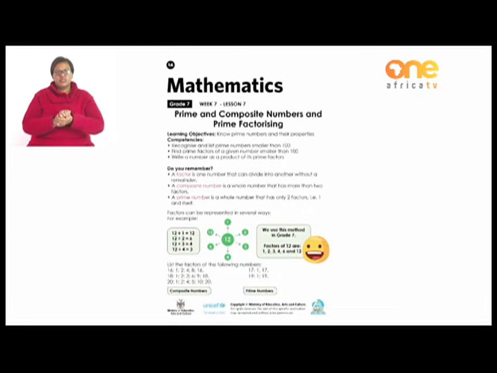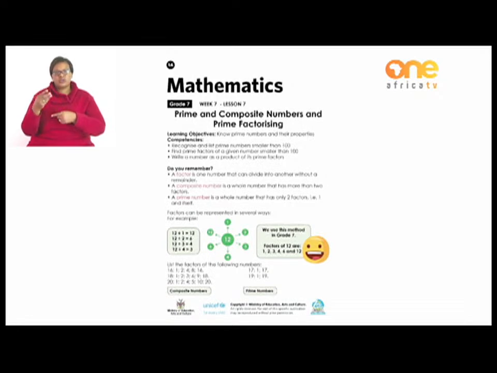For example, if you divide 12 by 1, you get 12, 12 by 2, you get 6, 12 by 3, you get 4, 12 by 4, you get 3. In the middle, we have 12. What is outside pointed by the arrows are factors of 12. We have 1, 2, 3, 4, 6, and 12. In grade 7, we use these methods, whereby the factors of 12 are 1, 2, 3, 4, 6, and 12.